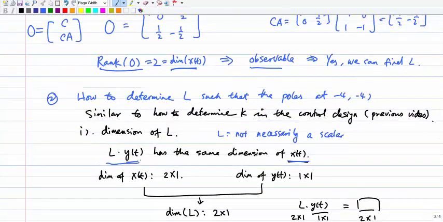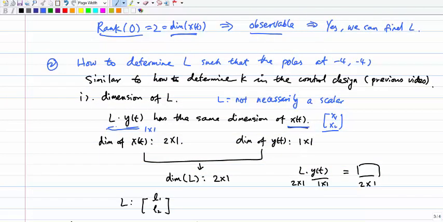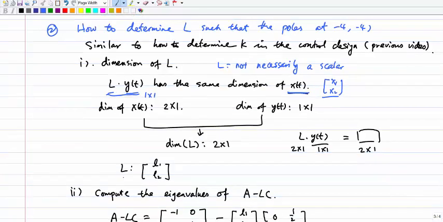Here, Y has dimension 1 by 1, it's basically a scalar. And X is 2 by 1, X1, X2, since I have two states. Which means I want L to be 2 by 1, otherwise it doesn't match. Y is 1 by 1, so L must be 2 by 1, otherwise the product won't be 2 by 1. So L has a column of two entries.